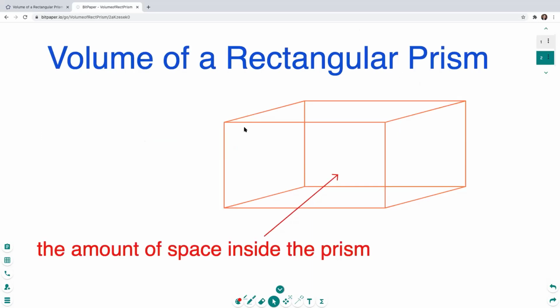So if we take a rectangular prism, which is a three-dimensional rectangle, it's three-dimensional because it has a height, it has a length, and it has a width. And to find the volume of the rectangular prism, we're going to find the amount of space inside the prism.